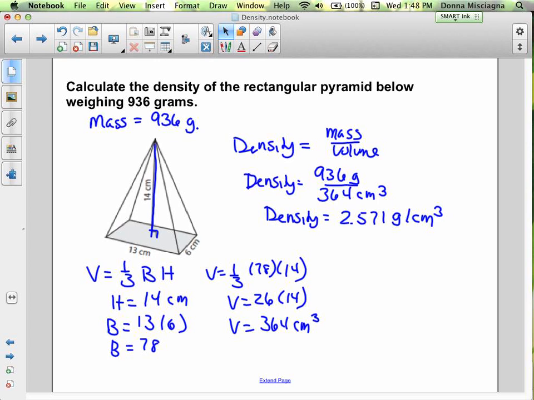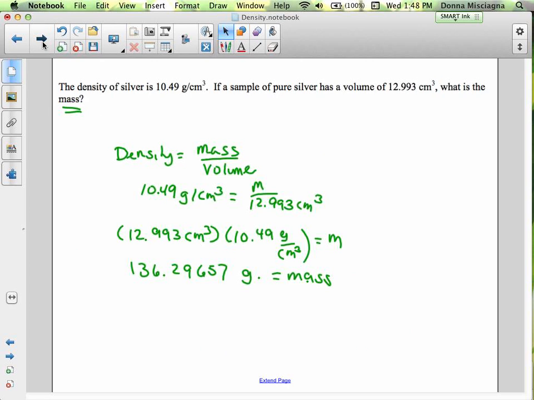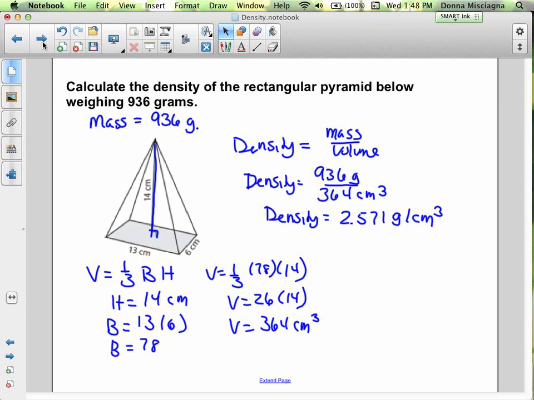What was more dense, this rectangular pyramid or a block of wood? This pyramid. Yeah. That one was 2.571, and our block of wood was not very dense. Wood floats. Wood's pretty good at floating for the most part. Now, this probably is not going to float, whatever this is made of. Probably maybe metal. I don't know.